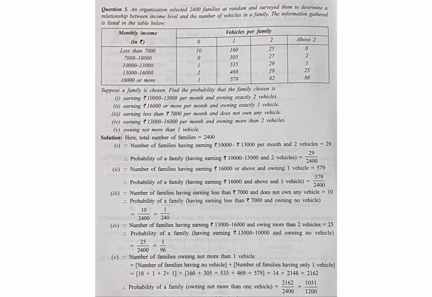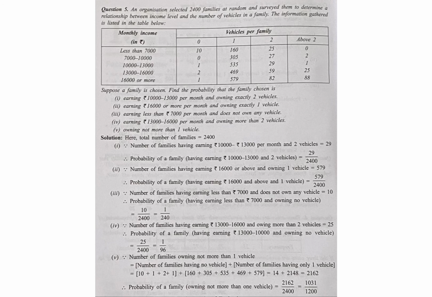Next is number of families having earning less than 7,000 and does not own any vehicle. So in the table it is clear that there are 10 such families. So the probability of a family having earning less than 7,000 and owning no vehicle is 10 by 2,400, that is equal to 1 by 240. Fourth one, number of families having earning 13,000 to 16,000 and having more than 2 vehicles. So in the table in the last column you can see that there are 25 such families. So probability of a family having earning 13,000 to 16,000 and having more than 2 vehicles is 25 by 2400, that is equal to 1 by 96.